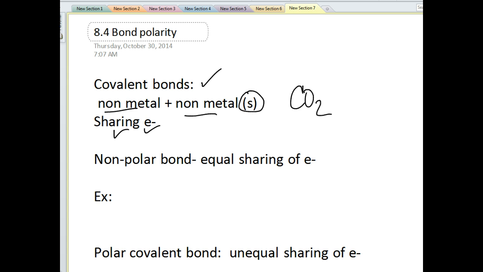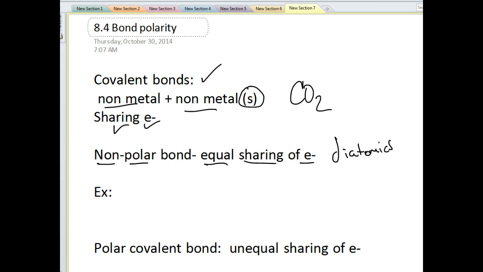Now, we have a couple different types of covalent bonds, and the first type we're going to talk about is what's called a nonpolar covalent bond. In a nonpolar bond, or nonpolar covalent bond, we have equal sharing of electrons. And this is going to be found in diatomics.